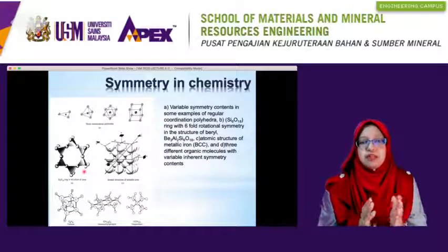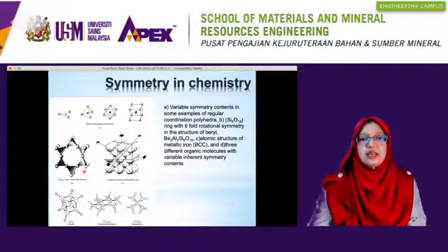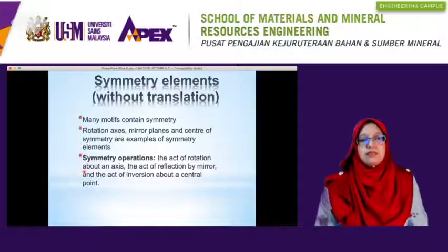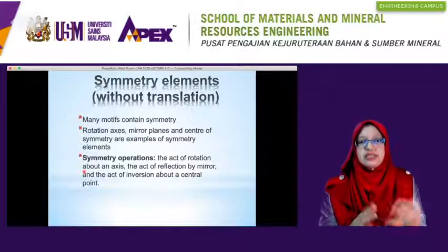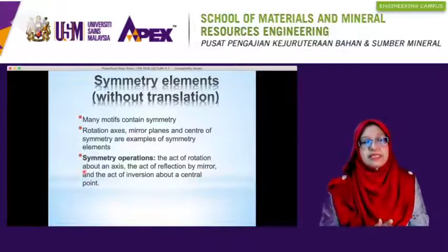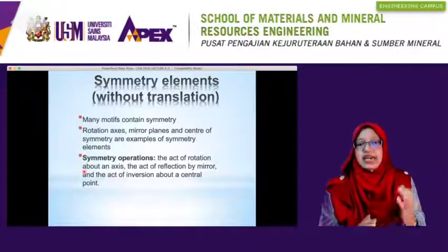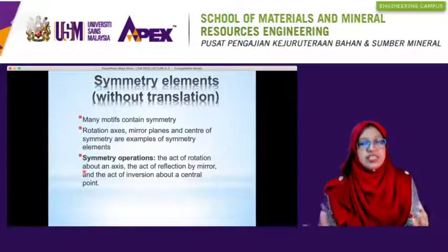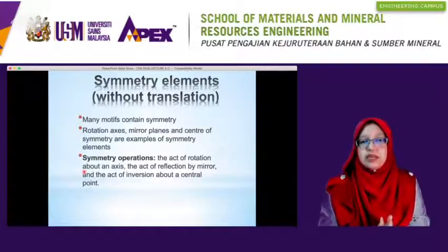These are examples of symmetry in chemistry. You can see variable symmetry contents here as examples. Many motifs contain symmetry. So we have rotation axis, mirror planes, and center of symmetry as examples of symmetry elements. Symmetry operations can then be defined as the act of rotation about an axis, the act of reflection by a mirror, and the act of inversion about a central point.